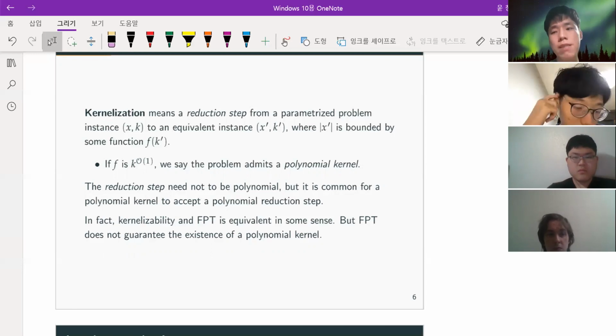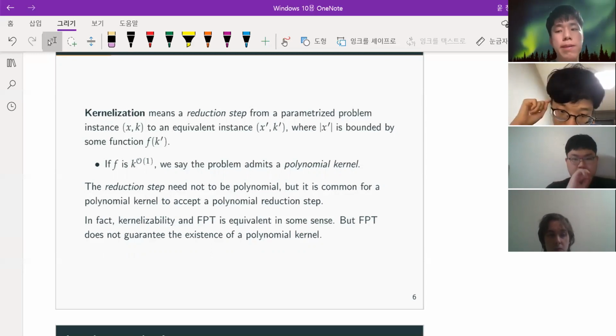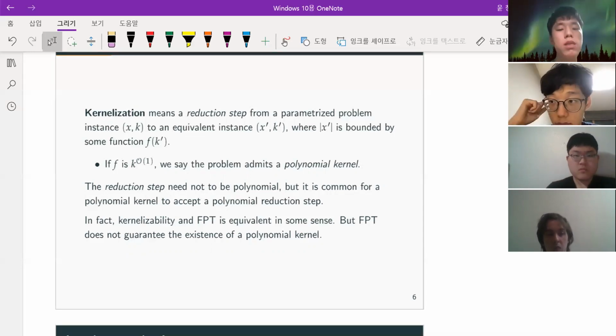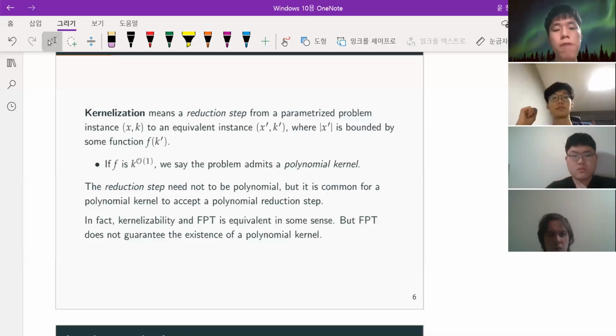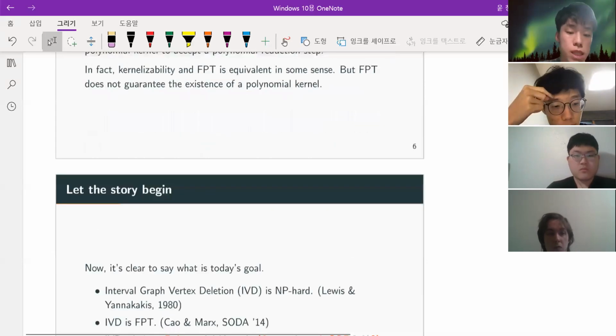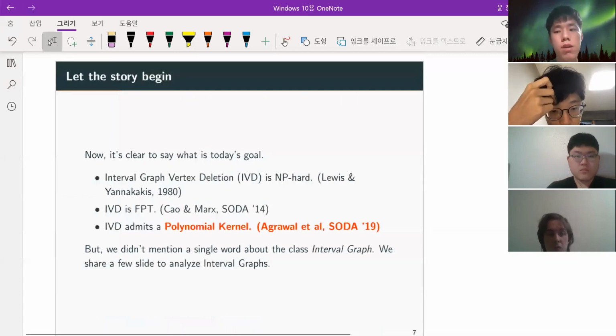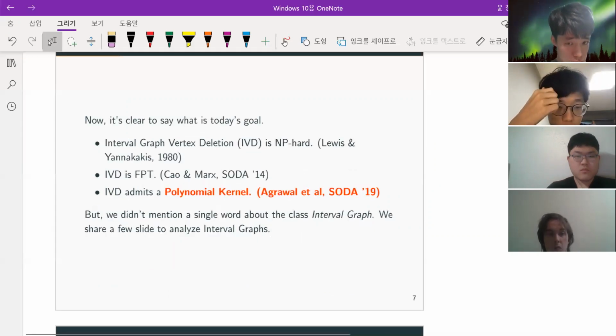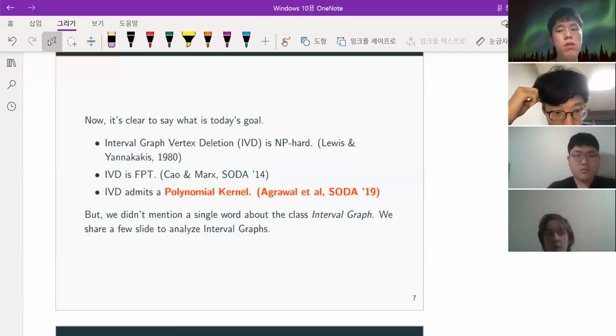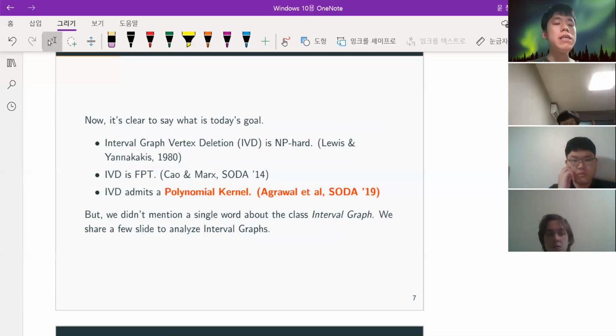This heuristic includes the case of this lecture. So there is a polynomial kernelization algorithm and polynomial kernel for interval vertex deletion. In fact, kernelizability and FPT are equivalent in some theoretical sense, but note that FPT does not guarantee the existence of a polynomial kernel. So it is still non-trivial. Even though IVD is FPT, it is non-trivial to have a polynomial kernel. Now it is clear to see what we're going to do today. So we're going to talk about the polynomial kernel for the IVD problem.